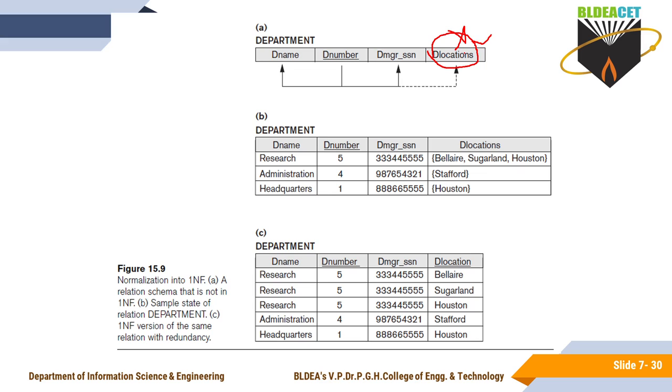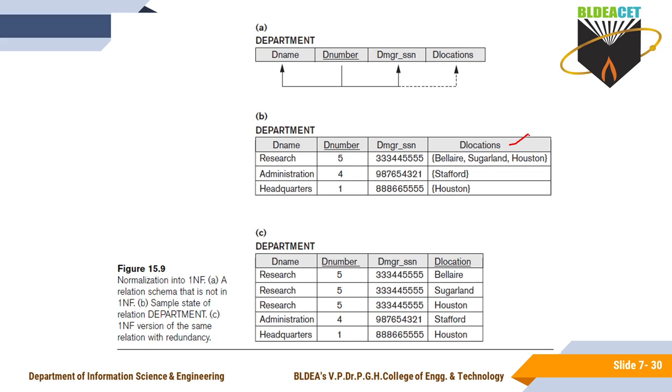Then what is the procedure you have to do now? You have to remove this violation. For that, I have taken an example. If I enter the values for the department, this research department is located in multiple locations. These are the three different locations where the research department is located, so we get multiple values here, but multiple values are not supported in the first normal form.